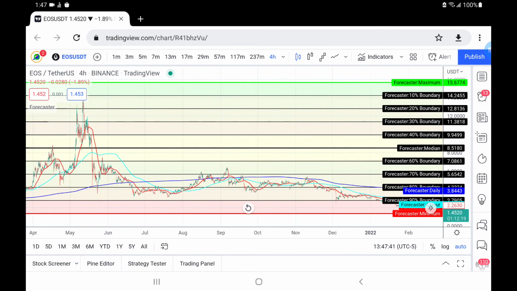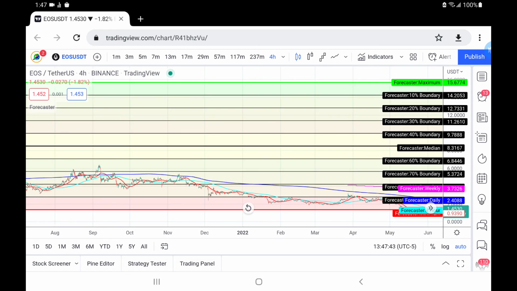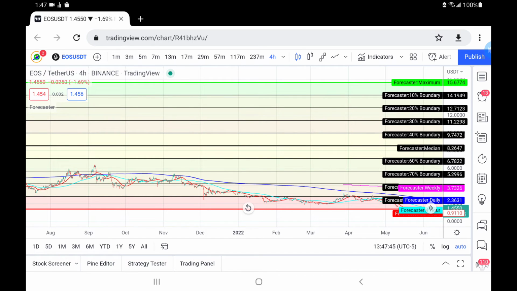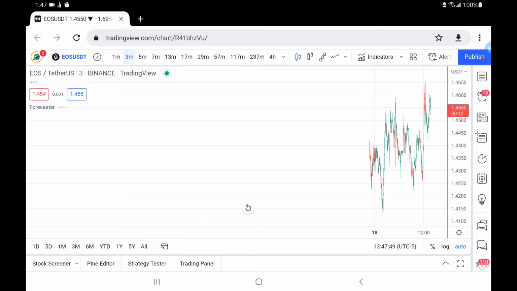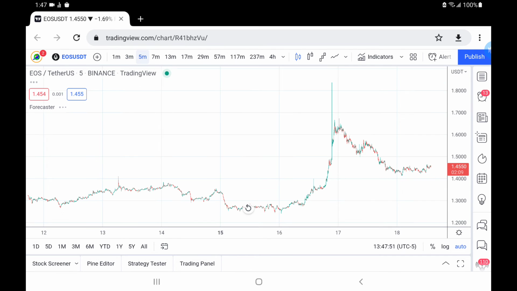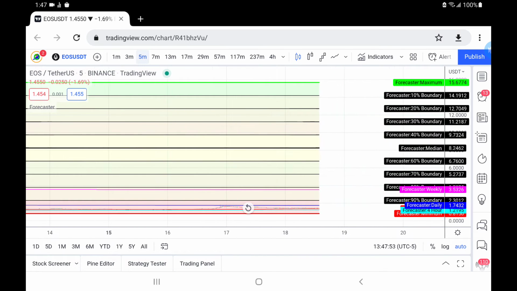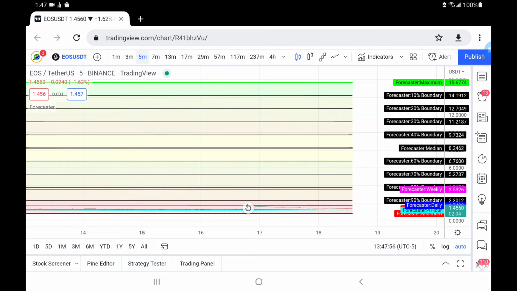Now, does this coin have opportunities? Yes, it does. It has a lot of opportunities. For example, if we go down to the 5-minute chart and we look at it, this is really the perfect range for a graded bot or a limited amount of trading that is opportunistic.